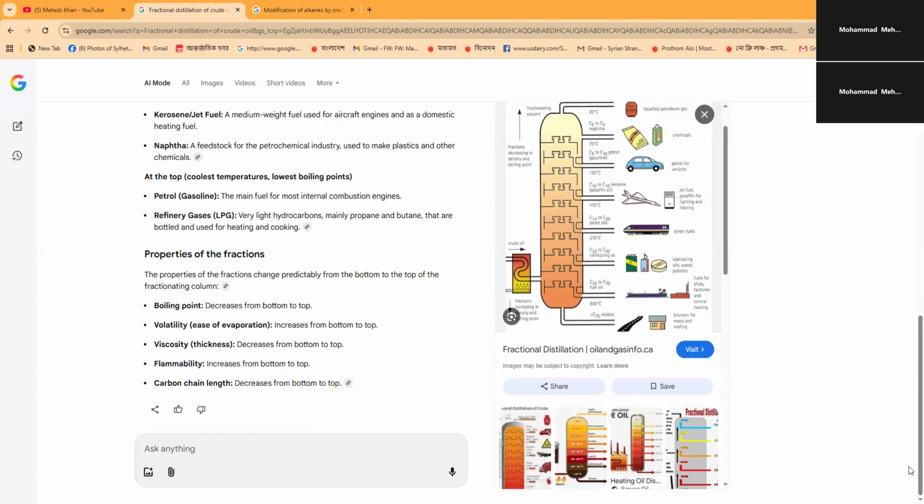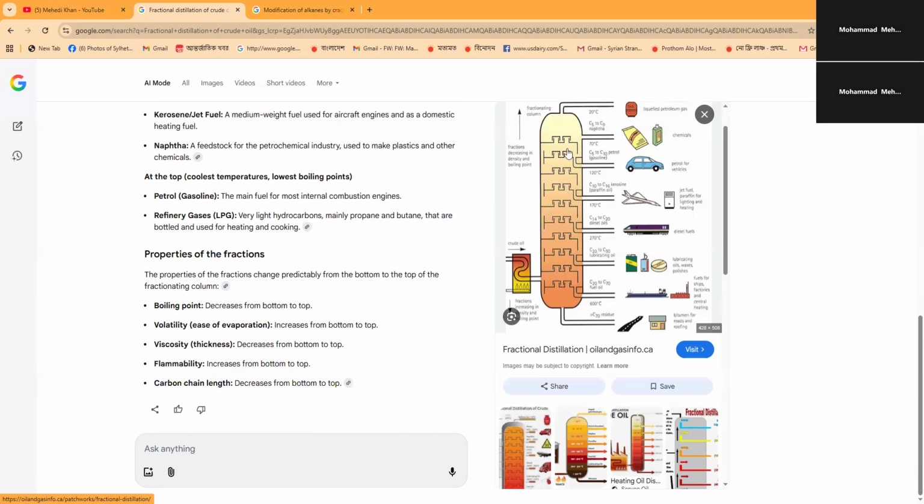Boiling point decreases from bottom to top. So here the boiling point is high, and it decreases from bottom to top. At the top, the boiling point is low, and volatility increases from bottom to top. They are very volatile, and at the top they are less volatile.